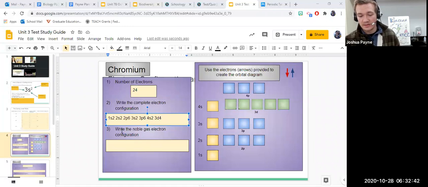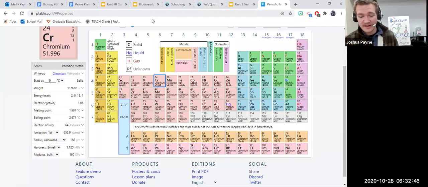So if we were to do the noble gas configuration, we need to look back at our periodic table and find out what was the last noble gas that we encountered. Well, if we keep moving backwards from our element, we find our last noble gas right here. It's argon. So our noble gas configuration is going to start with argon and then include everything else after that.